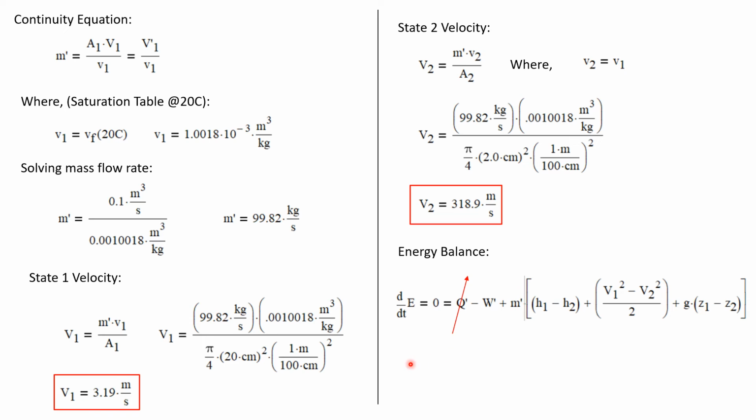We can now write an energy balance. We know that for an open system operating at steady state, dE/dt is always 0. And that's equal to Q dot minus W dot plus m dot times the quantity: the change in enthalpy, the change in kinetic energy, plus the change in potential energy. We were told this was an adiabatic process, that there was no heat transfer between the system and its surroundings. So we'll eliminate that term.